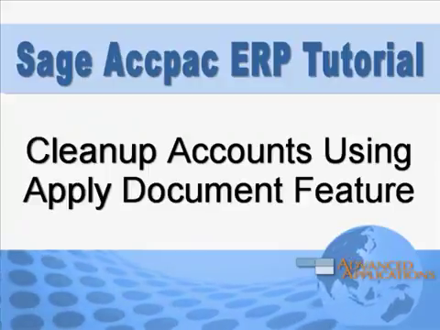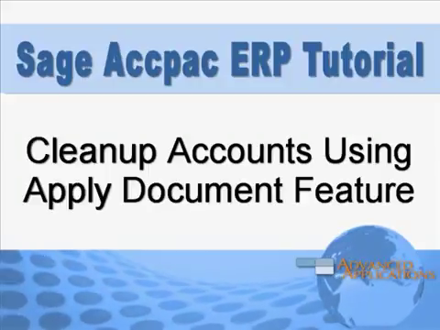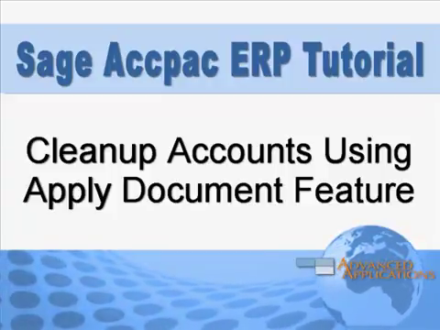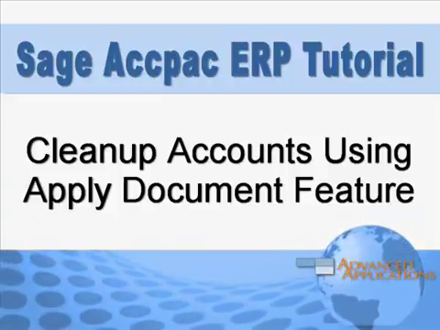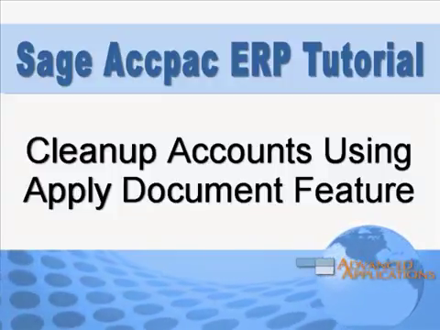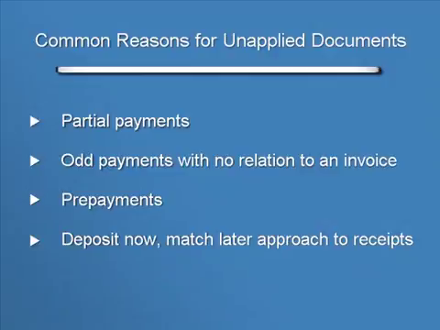In a perfect world, we would receive payments that exactly match our customers' invoices, and as a result, our customers' accounts would appear nice and clean in our accounting system. Unfortunately, we don't operate in a perfect world, and we sometimes have cases where we receive multiple partial payments for a particular invoice, odd payments with little or no documentation relating to the original invoice, prepayments, or we follow a deposit now, match later approach to receipts.